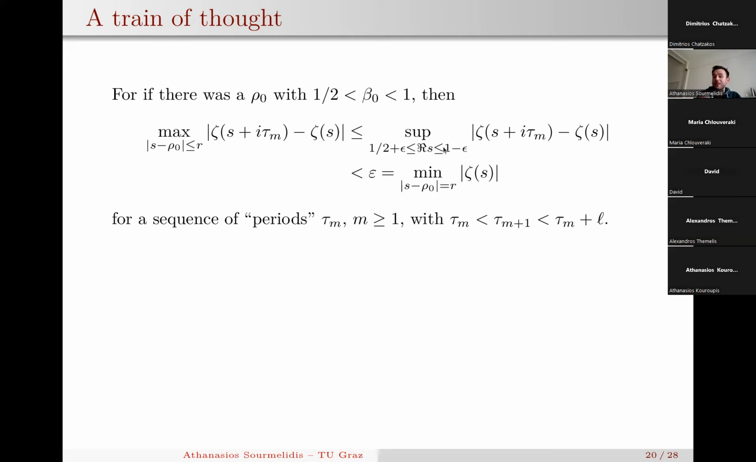And because we assume that the Riemann zeta-function is uniformly almost periodic, for every epsilon, which we will choose later, there is a sequence of periods, tau m, such that this supremum is less than epsilon. So the maximum on this disk should also be less than epsilon. And we choose the epsilon to be equal or less than the minimum of the Riemann zeta-function on the boundary of this disk, which we chose in such a way that there is no 0 of the Riemann zeta-function on this disk. So this makes sense. So you can do it for a sequence of periods, tau m, or translation numbers.